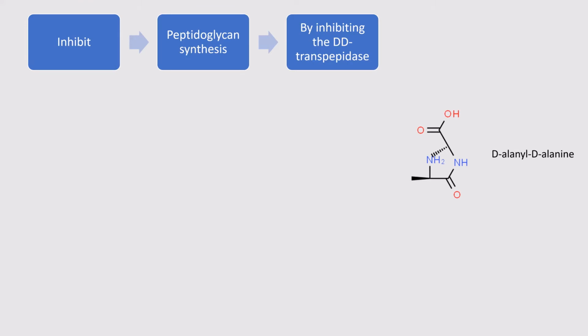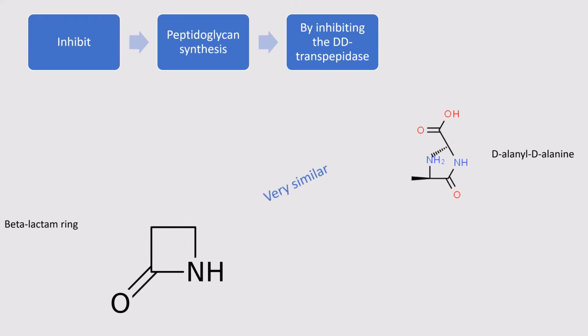This molecule here is a carbonyl donor during peptidoglycan synthesis. It is a vital component in cell wall synthesis and is the substrate of the enzyme DD transpeptidase. And this right here is a beta-lactam ring. As you can see, they both look very similar. And because of the similarity, the beta-lactam ring binds to the DD transpeptidase and inhibits its catalysis.